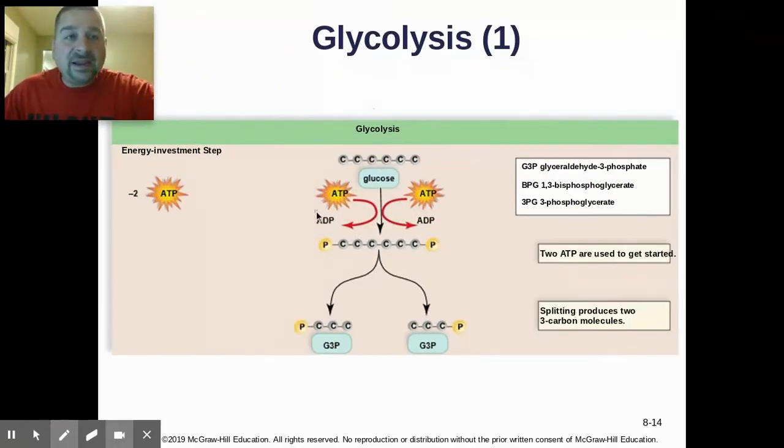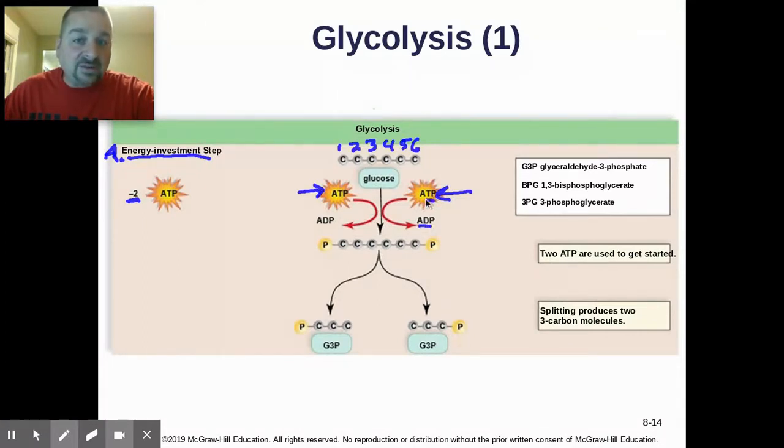If we break down these steps, again, we're not going through all 10 of them, but if we break it down as simply as we can, here's the first stage of glycolysis, the energy investment step. So negative 2 ATP, we're going to put in 2 ATP. Here's our 1, 2, 3, 4, 5, 6 carbon glucose. It's going to be broken down. We're going to add a phosphate group to each end.